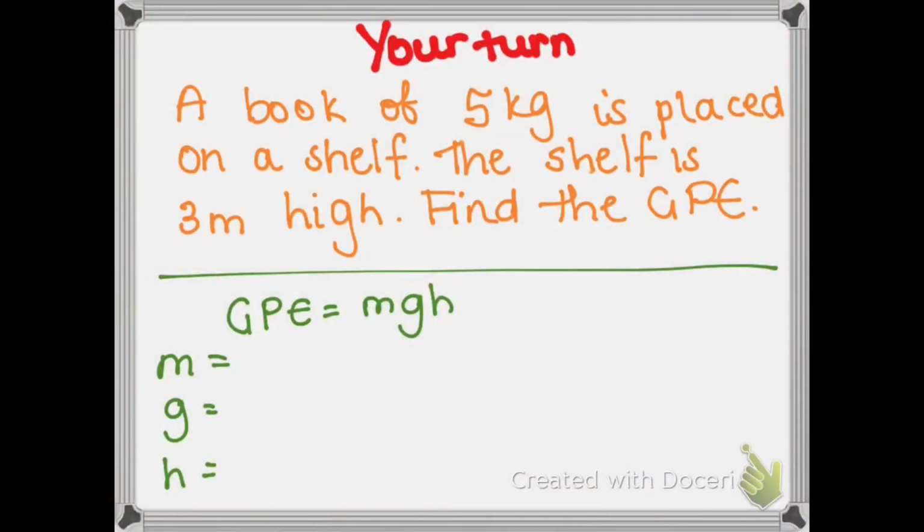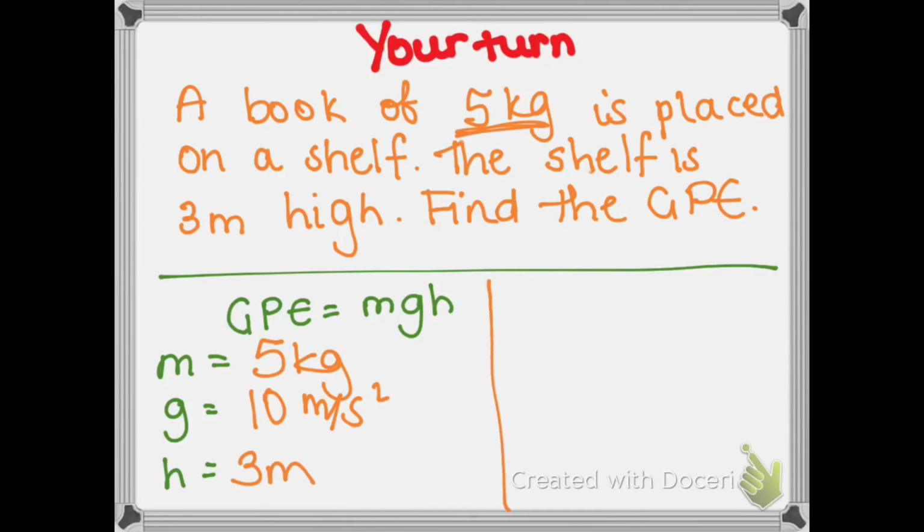3, 2, 1. Okay, let's start solving it. So we have our m, which is right here, which is 5 kgs. And then our gravity is 10 meters per second square. And then our height, which is 3 meters high. Now all we have to do is substitute it into the equation.